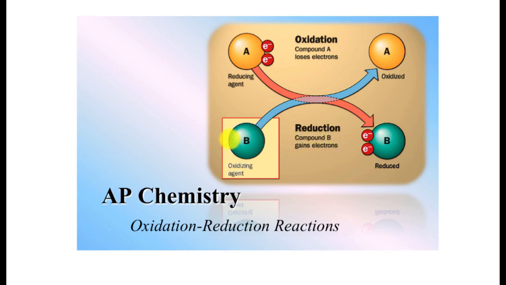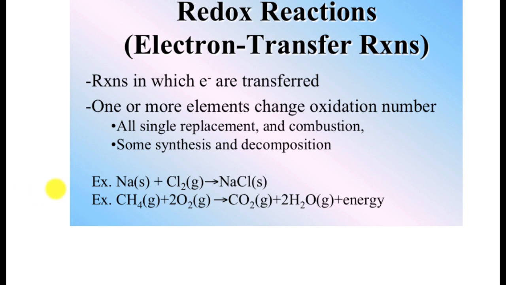This is very similar to acid-base reactions. If you remember, in an acid-base reaction, the acid is what lost the hydrogen ion, and the base is what took the hydrogen ion. So it's the same idea, but we're just exchanging protons for electrons, and we get basically the same kind of idea here. So the idea behind oxidation reduction is to follow the electrons. Since electrons are transferred in these kinds of reactions, we need to be able to figure out where they go.